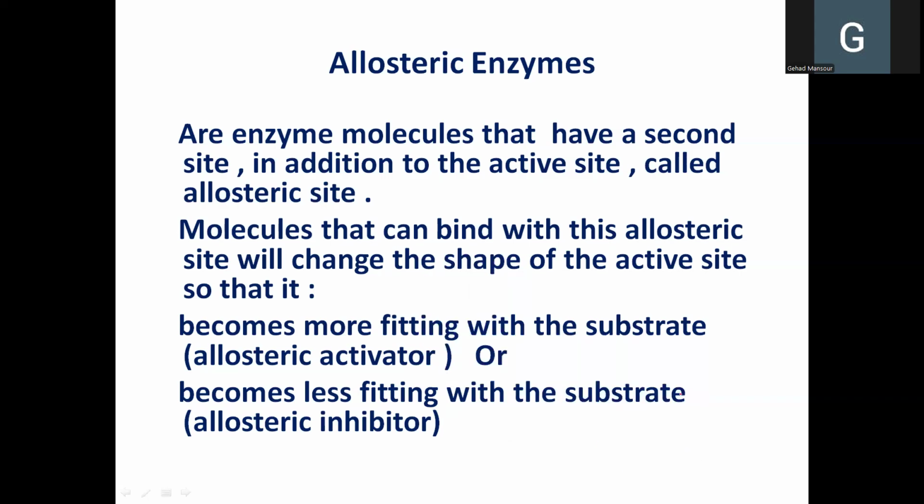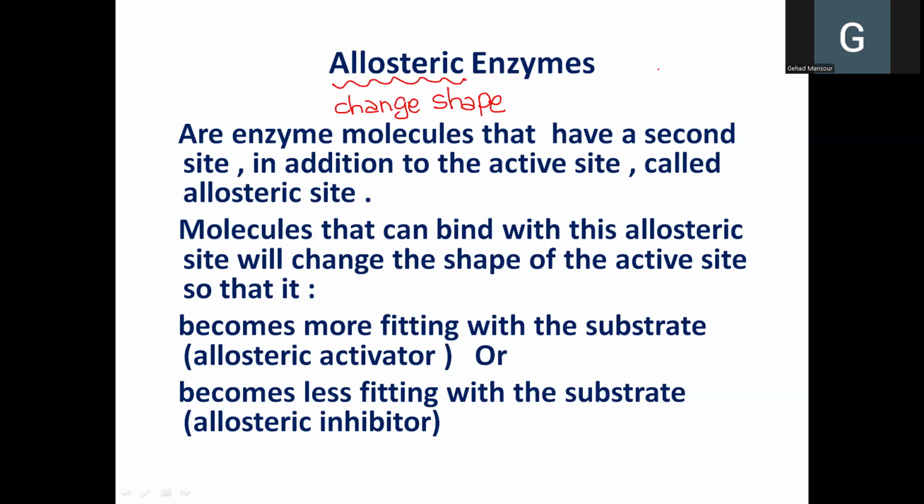What are allosteric enzymes? The word allosteric means able to change conformation or capable of changing shape. So an allosteric enzyme, and an allosteric protein in general, is a protein that is capable of changing its shape. How can allosteric enzymes change their shape? What do they have in particular that allows them to change their shape? This is the fact that they have two sites.